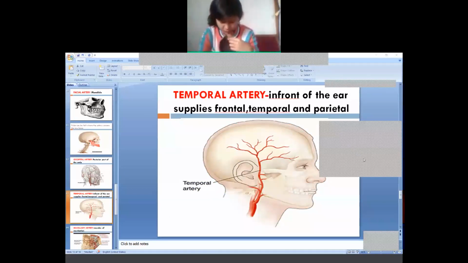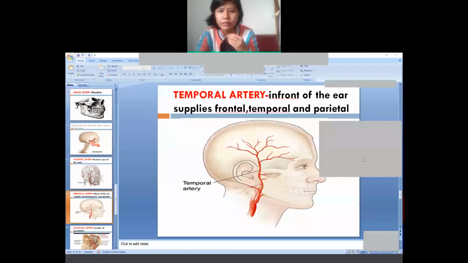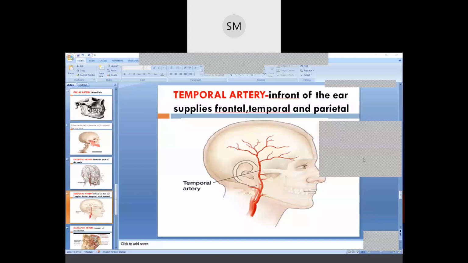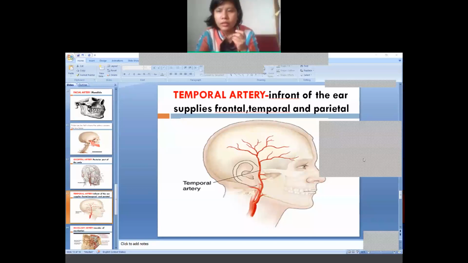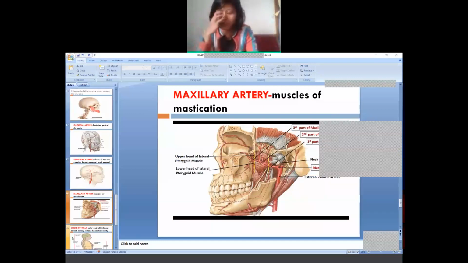Okay, then Samuel. Samuel, can you tell me the maxillary artery, they supply blood to which area? Ma'am, muscle of mastication. Okay, mastication means what? Chewing. Chewing, no? Means the muscles who help in chewing here. All this portion. Okay, very good.